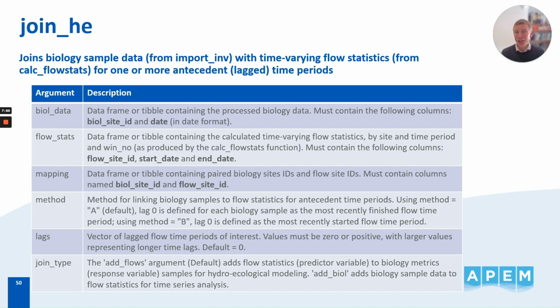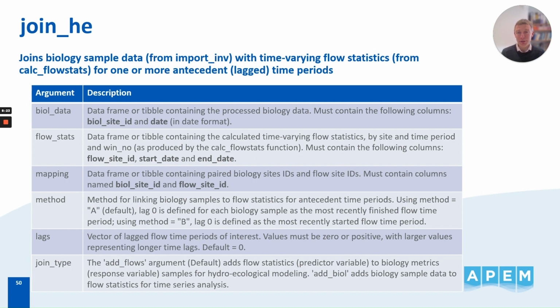Whilst you can join the data sets together in a relatively simple way, there are quite a lot of nuances here, and there may be different requirements to join the data in different ways depending on how we want to analyse it. So to facilitate that process of joining the hydrological and the ecological data together, we've developed a function called join HE in the HE toolkit. This is designed to work seamlessly with the import INV function and also the calc flow stats function.